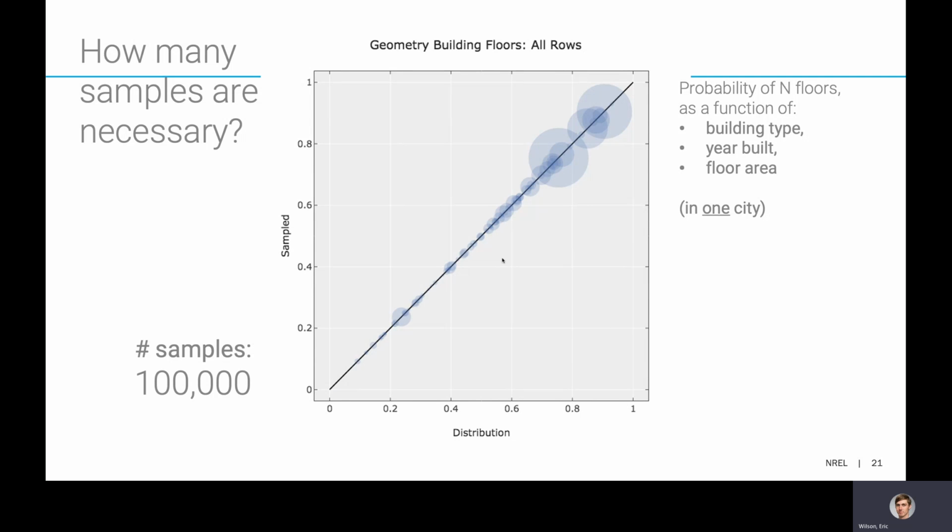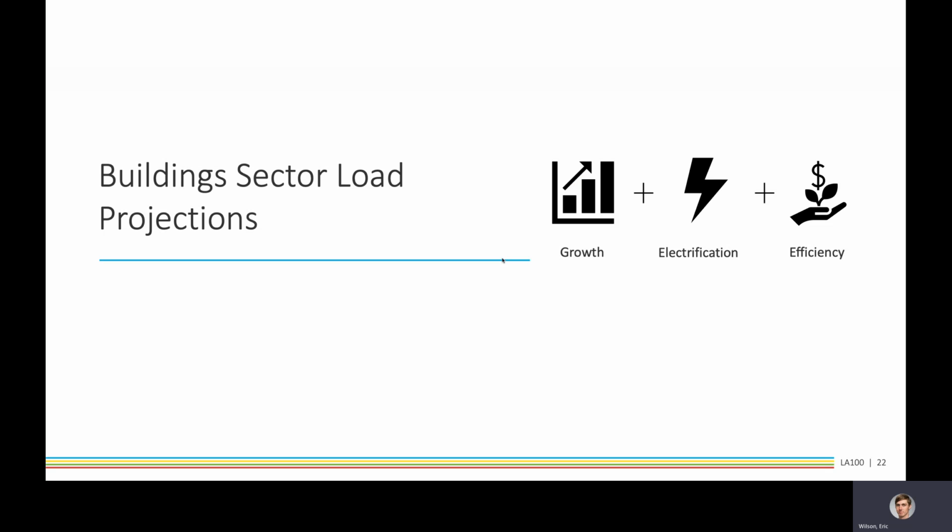So that's just a sample of some of the work we've done to study how many samples are necessary to represent the diversity in the building stock. You can also do a similar exercise looking at how the output from your models, whether that's energy savings or peak demand or other quantities of interest, converge as you add more and more samples. So next I'm going to talk a little bit more about how we projected out different scenarios into the future.